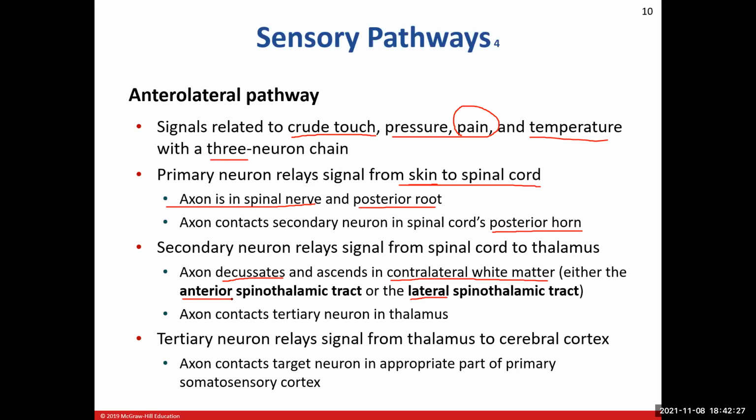And then from there, it gets to the thalamus, and you know the rest of the story. That secondary neuron will then synapse onto the tertiary neuron, and that tertiary neuron is going to relay that sensory input from the thalamus to the appropriate region of the cerebral cortex. Where is that located? In the somatosensory cortex, which is the postcentral gyrus of the parietal lobe.